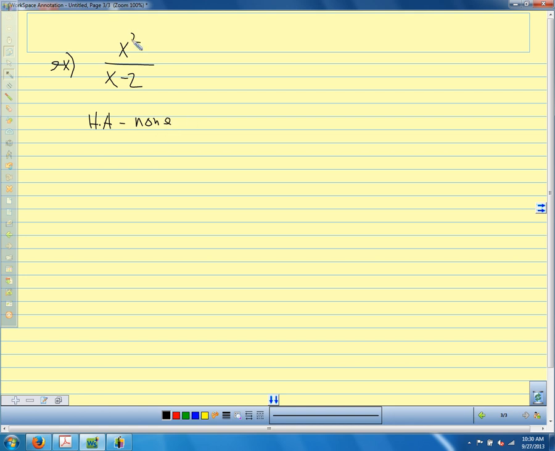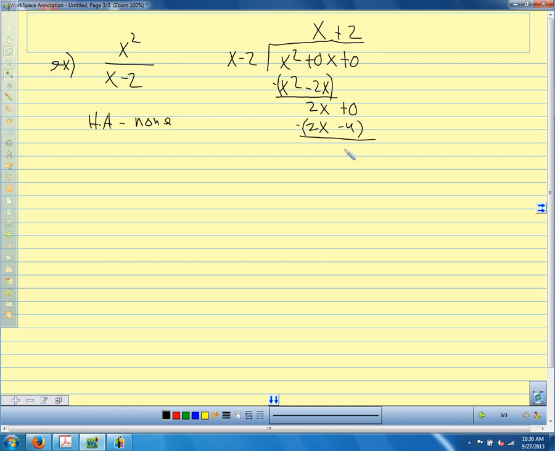Well, the degree of the numerator is one more than the degree of the denominator. So that tells me I have a slant asymptote. So what I'm going to do here is do this division. I'm going to divide x minus 2 into x squared plus 0x plus 0. So I get an x when I do my division. And I get a 4.